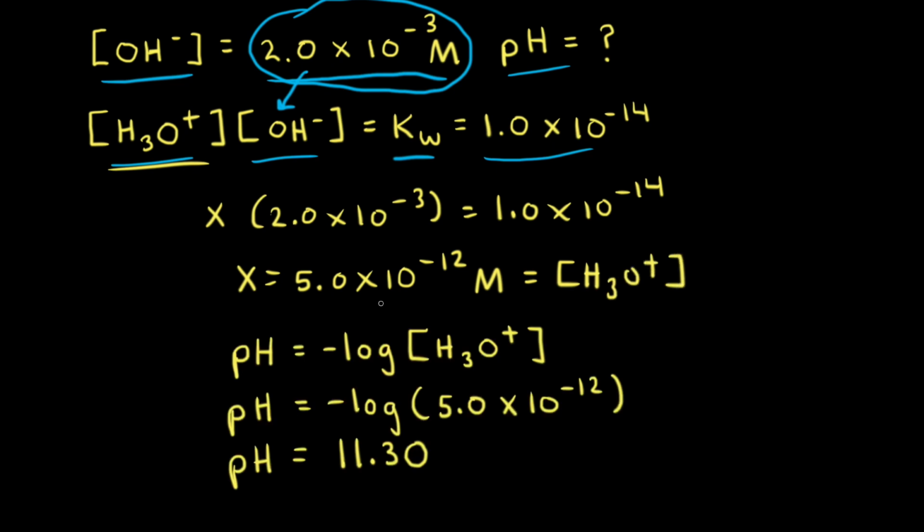Now that we know the concentration of hydronium ions in solution, we can plug that into our equation for pH. So the pH is equal to the negative log of 5.0 times 10 to the negative 12, which gives 11.30. Notice since we have two significant figures for the concentration, we need two decimal places for our final answer.